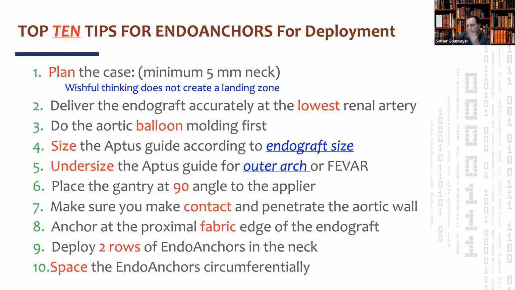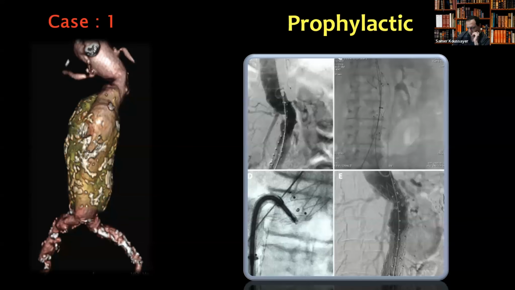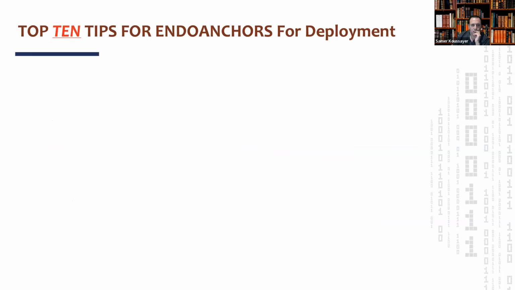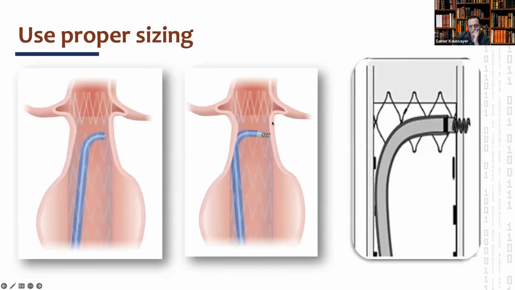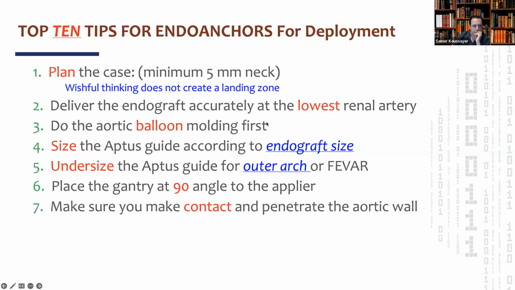The reason why you need to use the C-arm in RAO and LAO, and then 90 degrees. This is just the cases. So again, you see, you need to put them here, very close to the fabric. I don't know if you have cases, you can see them in the cases.